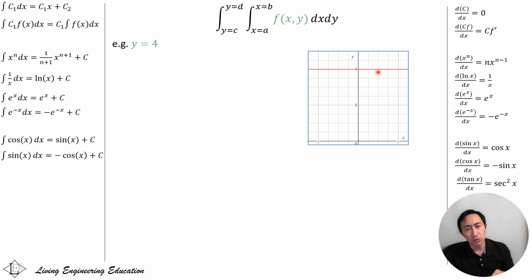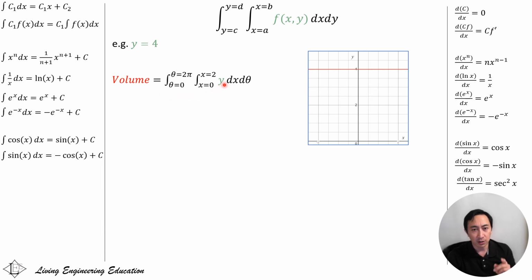Right? And I'm going to take two integrals. My goal is to solve for a volume. I want you to see how a double integral can be associated with a volume. So the volume I'm going to look at is going to first integrate this y value from x equals 0 to x equals 2. Then I'm going to integrate across theta. And theta is kind of using the y-axis as my axis of rotation.